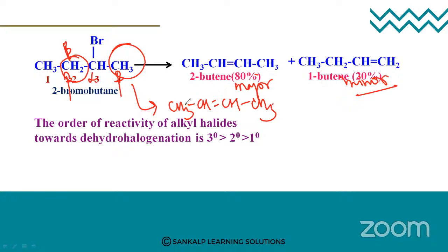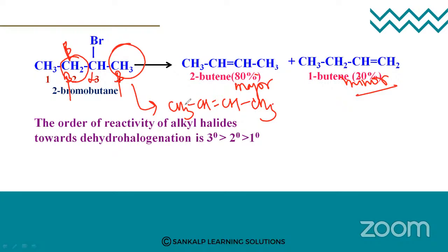The order of reactivity of alkyl halides towards this dehydrohalogenation reaction is tertiary, then secondary, and then primary. This reaction is also called elimination reaction, beta elimination, or dehydrohalogenation reaction. Why is it called dehydrohalogenation? Because one hydrogen and one halogen are removed.